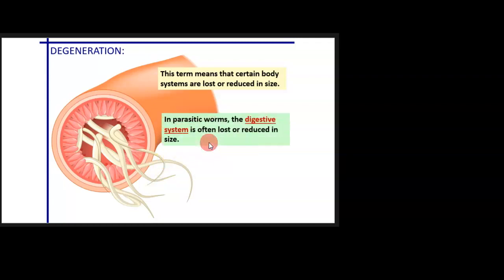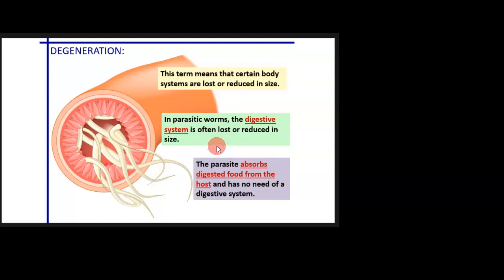Now, I want to talk about this term degeneration, and I mentioned it in one of my previous lectures. What this means is that certain body systems are lost or reduced in size in parasites. And they're lost or reduced because the parasite is relying on those functions being done by their host. So in parasitic worms, the digestive system is often lost or reduced in size because the digestive system of the host is providing that function for them. So the parasite absorbs digested food from the host and has no need of the digestive system. So let's look a little bit more at that.